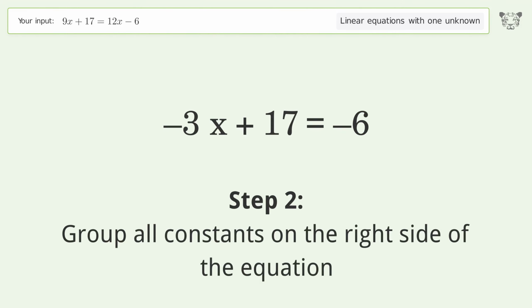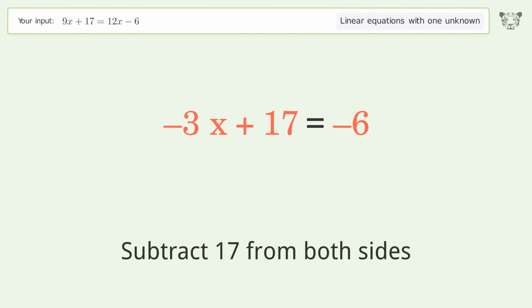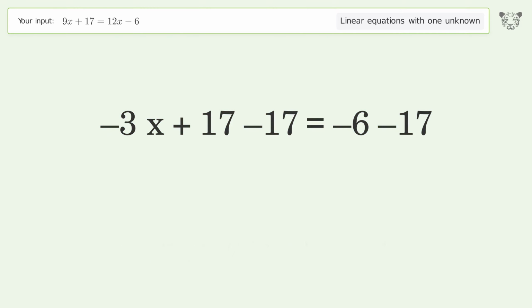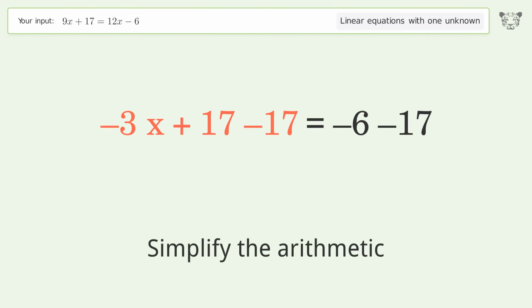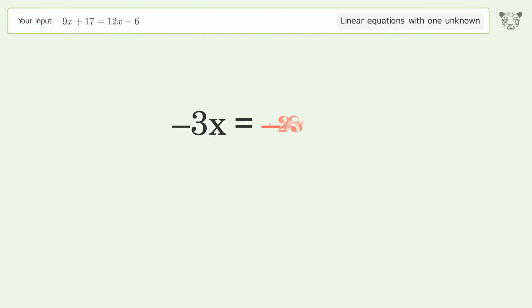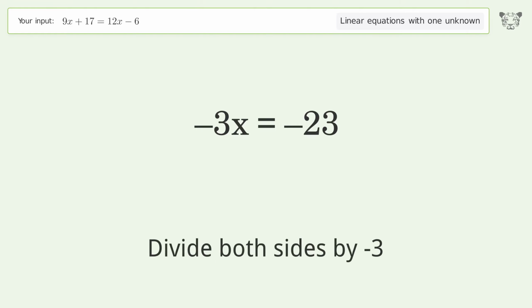Group all constants on the right side of the equation. Subtract 17 from both sides. Simplify the arithmetic. Isolate the x. Divide both sides by -3.